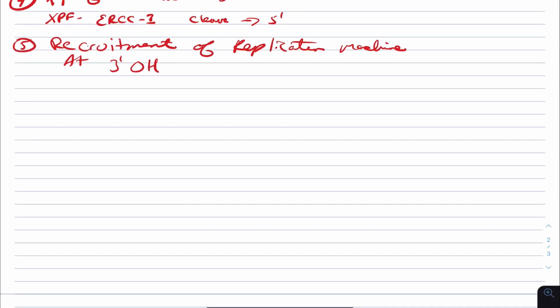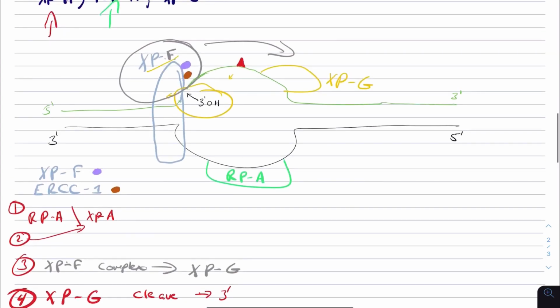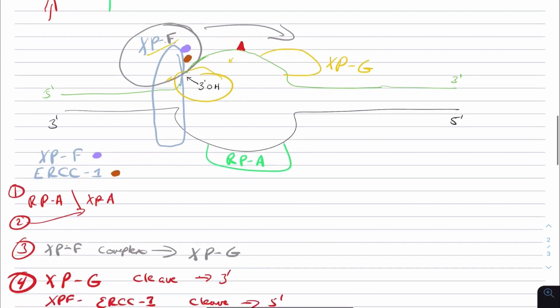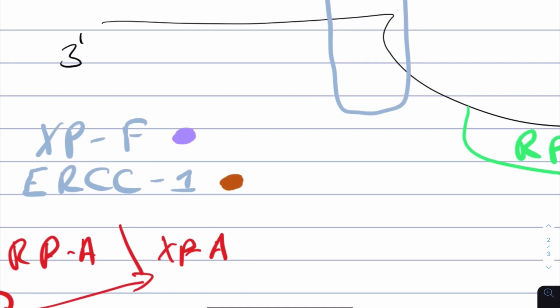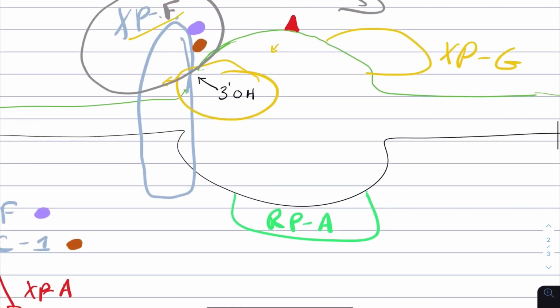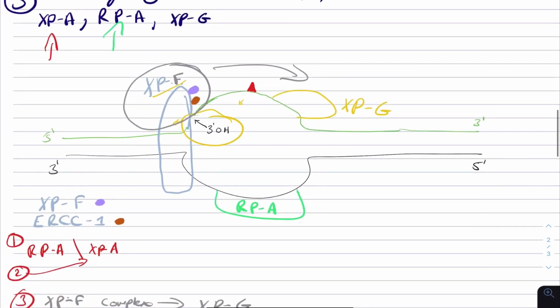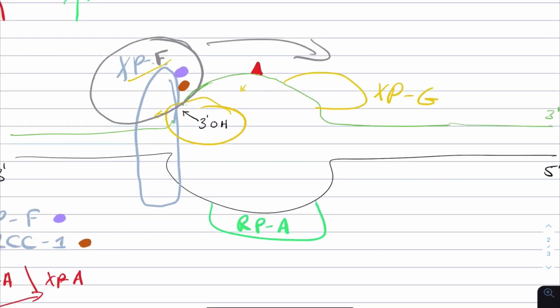All right. So for the last step, remember what ended up happening in this part over here is that the XPG came in and cleaved towards the 3 prime end, and the ERCC1 ended up cleaving towards the 5 prime end. So remember, when this protein made its cleave towards the 5 prime end, right? So here's our 5 prime end over here. What did it do? It ended up exposing this 3 prime OH.